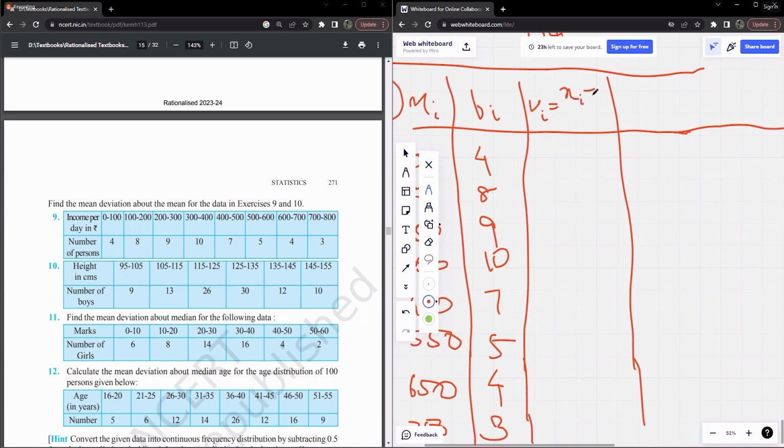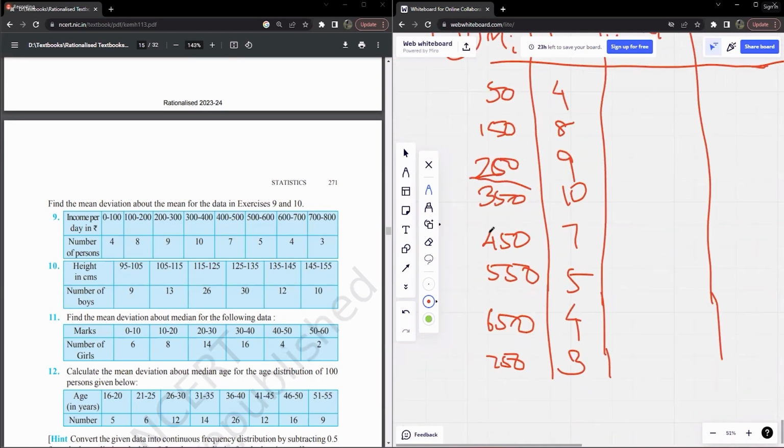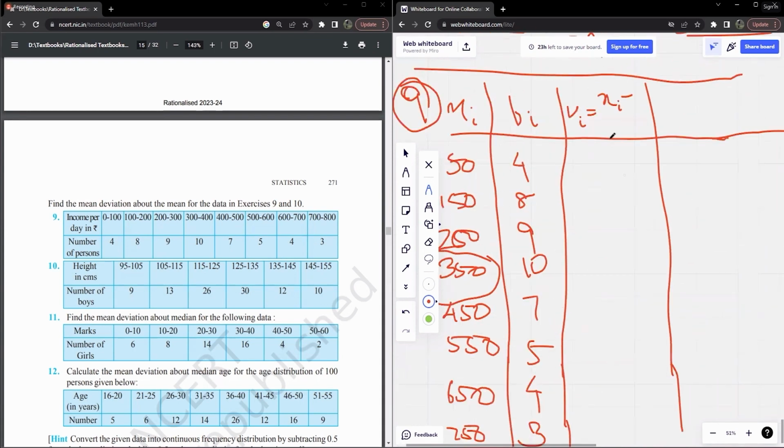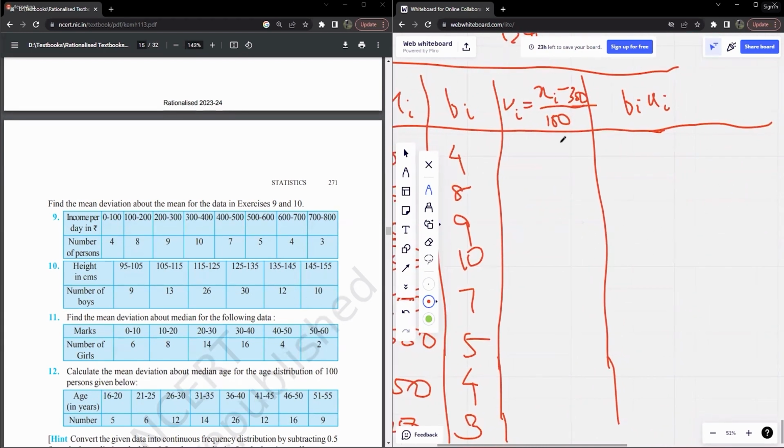minus one of these values. I'll select 350 because that is pretty much at the center along with 450. You can choose any one of these. So xi minus 350 divided by the range of each class, that is going to be 100. So I'll then have a fi ui over here, and I won't populate the last column because I'll just come to that when I'm ready.